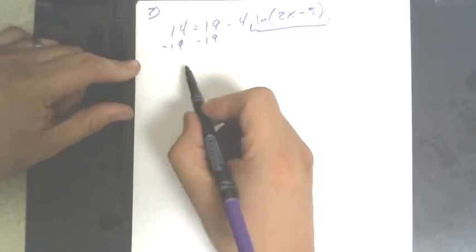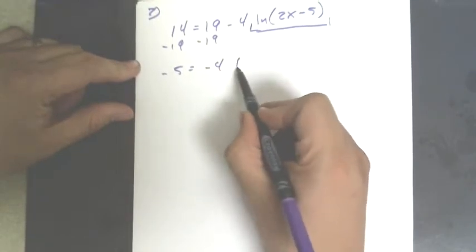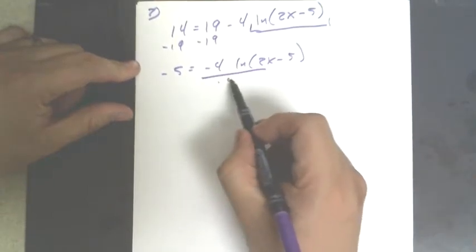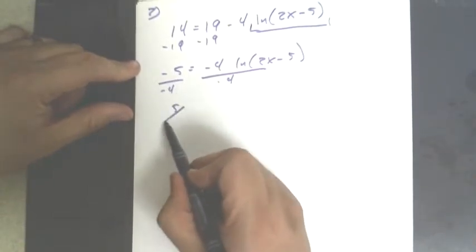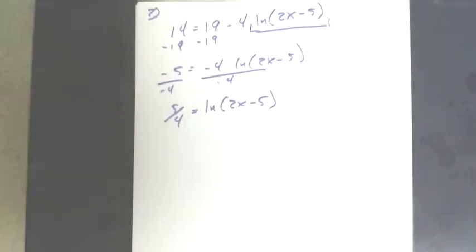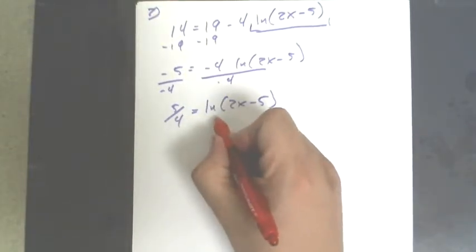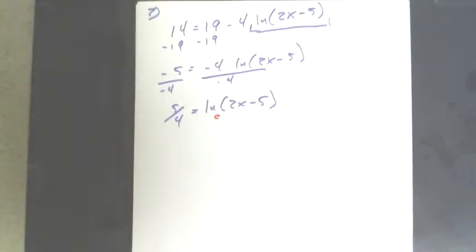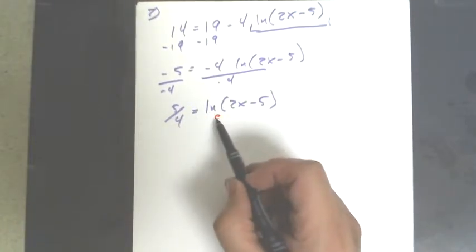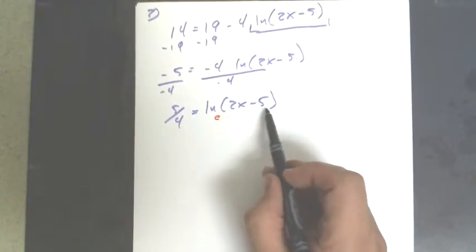I'm going to subtract the 19, negative 5 equals negative 4 natural log of 2x minus 5. Divide by the negative 4, divide by the negative 4. 5/4 equals the natural log of 2x minus 5. So once we have that isolated, we can handle the log. Now, how do we handle the logarithm? Well, this is log base e. We don't write the e, we just write ln, but there is a little e down there. So we can change forms here. Remember, this is saying that e to the 5/4 power has to equal 2x minus 5.